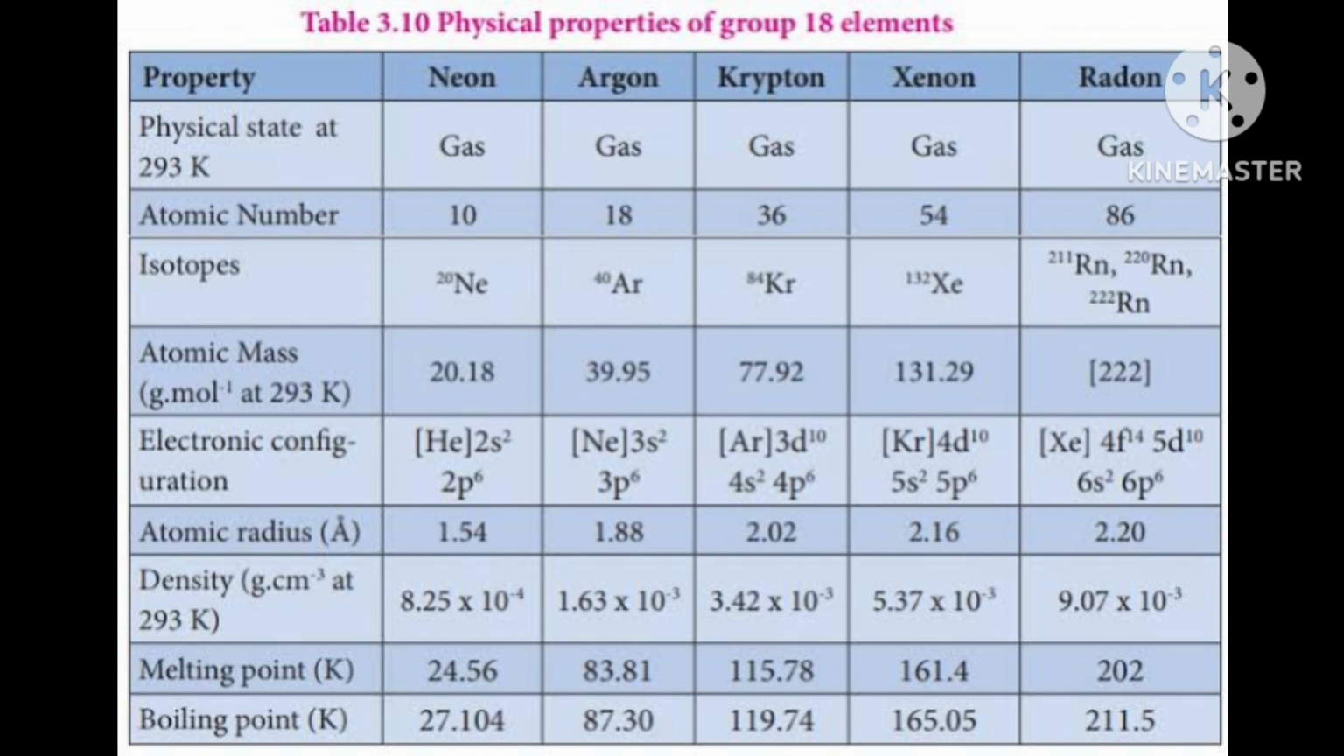Now, melting point I told you. Boiling point for helium is 4.2 Kelvin. 4.2 Kelvin means it is very less, but in Kelvin I am talking about. Helium is 4.2, neon is 27.1, and argon is 87.2, more, all are increasing. Helium 4.2, neon 27.1, argon 87.2, krypton 119.7, xenon 165.0, and radon 211.